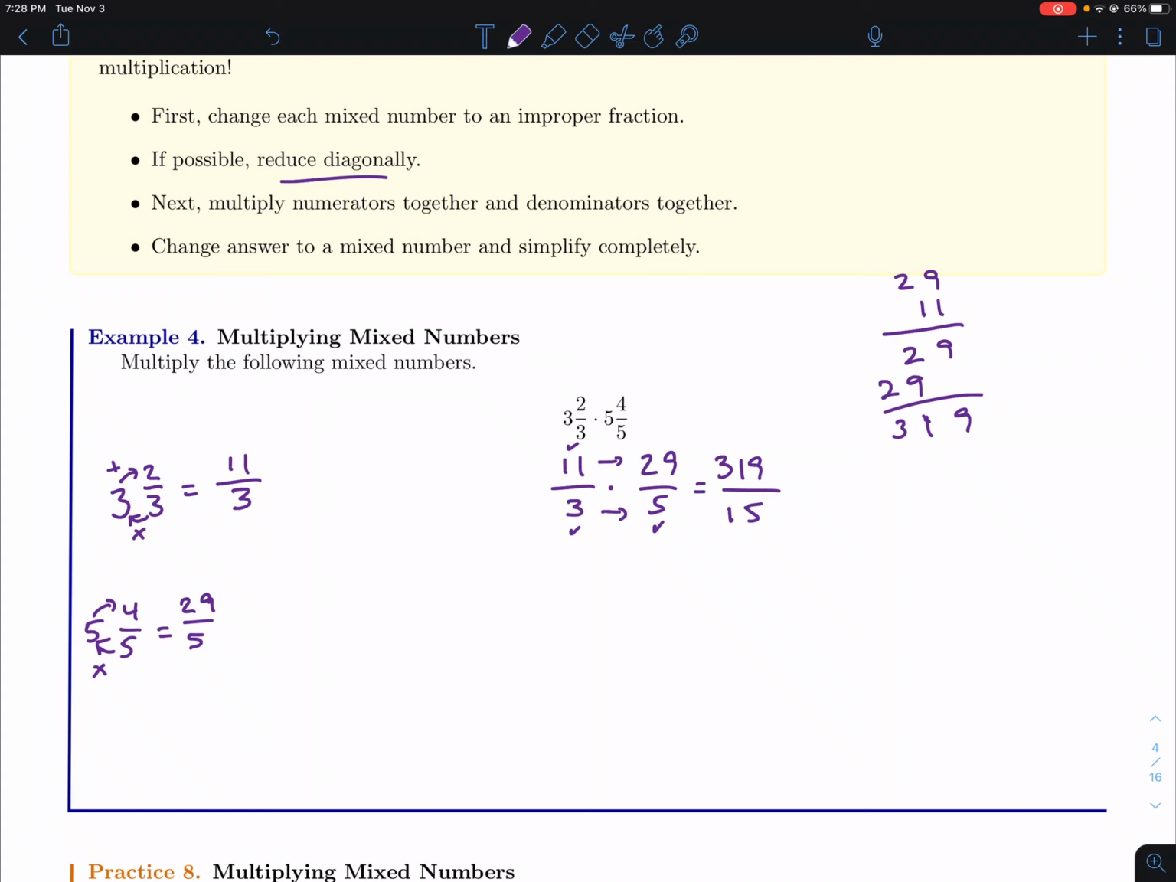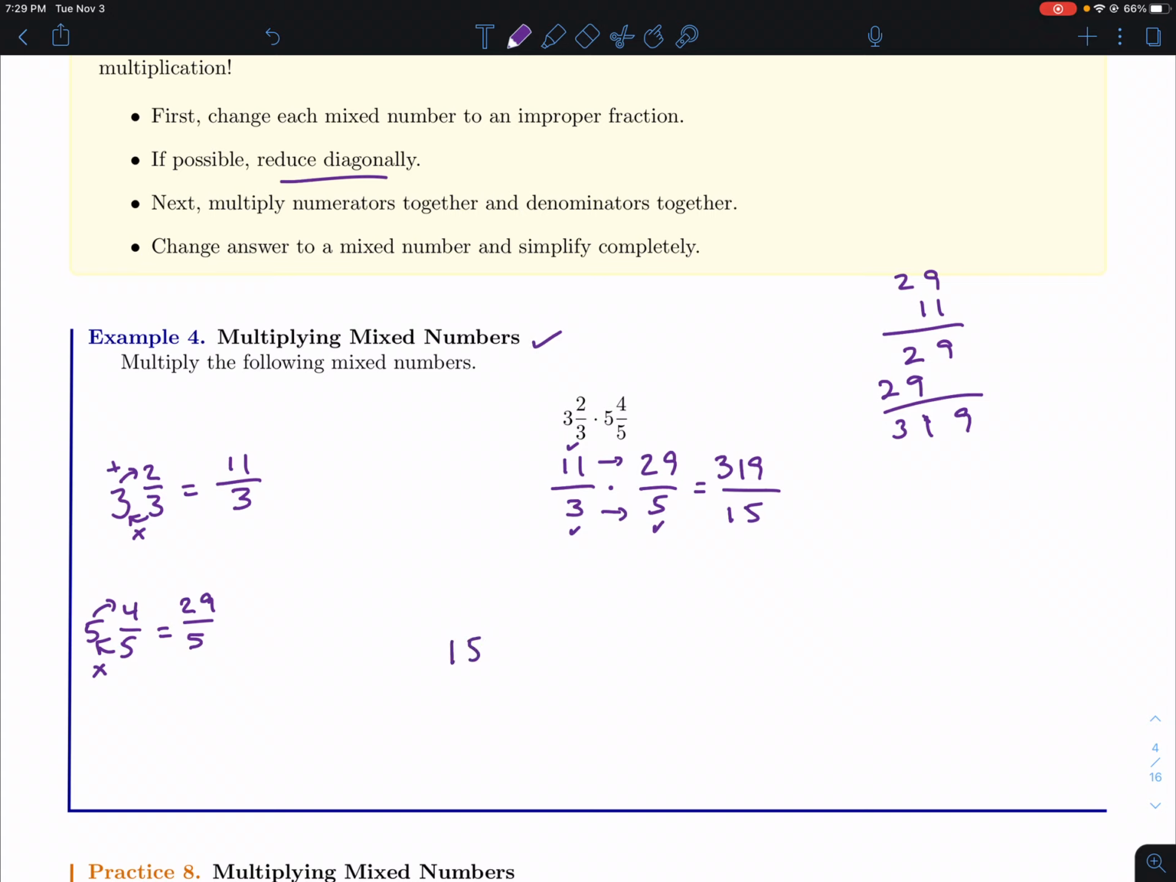Now, typically, if your answer came as a mixed number, they usually want you to put it back as a mixed number. If it comes as an improper fraction, you usually leave it as an improper fraction. If it's a mixed number, you usually return it to a mixed number. So in this case, let's go ahead and switch this back into a mixed number.